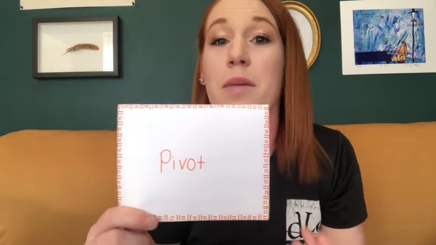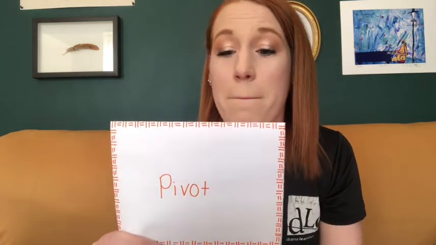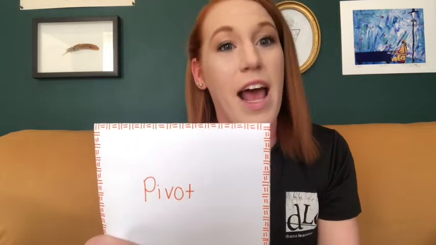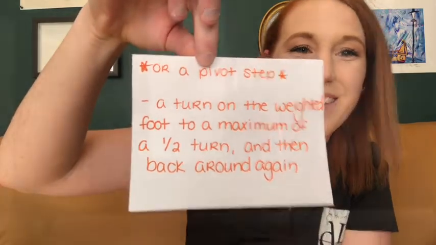Next, we have a pivot, or otherwise known as a pivot step. A pivot is a turn on the weighted foot to a maximum of a half turn, and then back around again. Here we go. Pivot step. I'm going to start on the right foot for our demonstration, so go ahead and make sure your feet are evenly weighted on both sides.